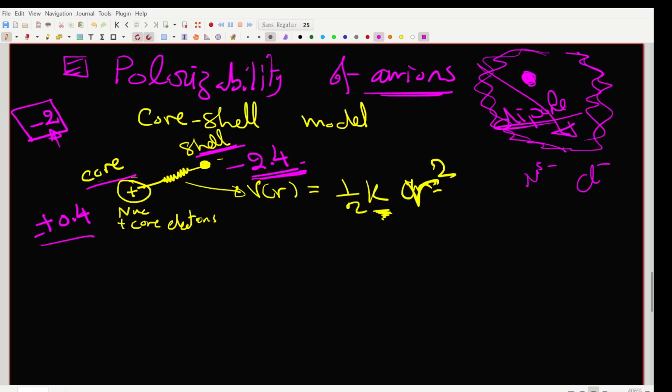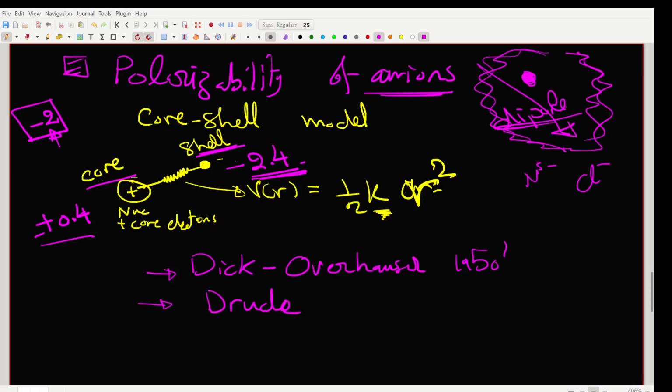The model is actually very old in physics. It goes back to a very old paper by Dick and Overhauser. And I believe this is a 1950s paper, not exactly 50, but it's like 1950s. In biological matter, the very same model has another name. It's called the Drude model. This is the literature in physics and material science. It goes under this name, Dick and Overhauser core shell model, while in bio, it goes under the Drude model for polarizability.